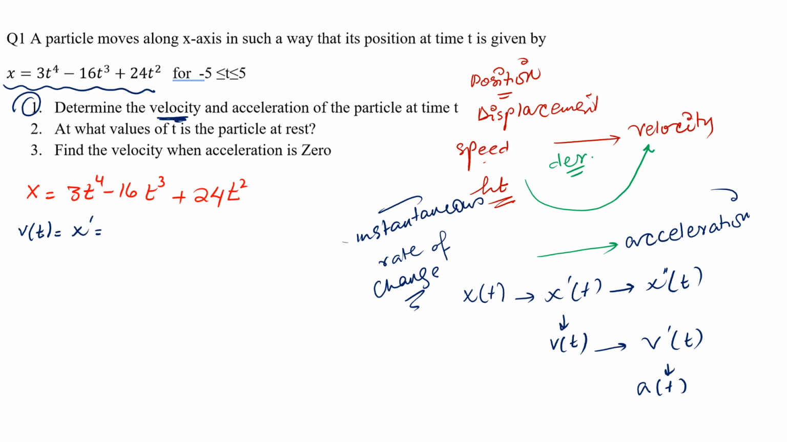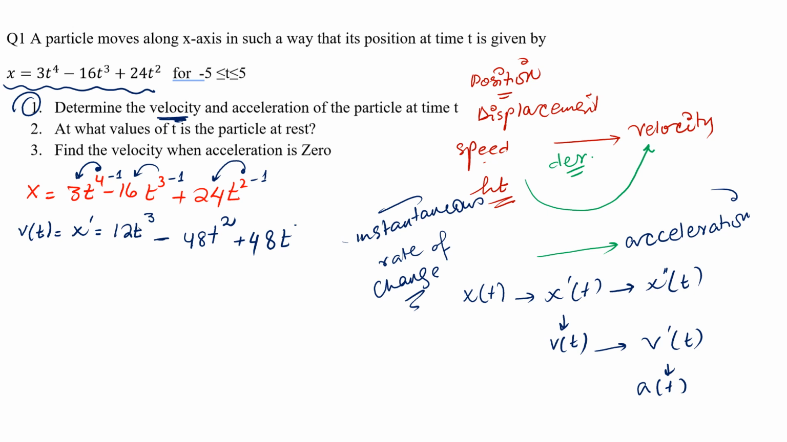In order to take the derivative, what do we do? We multiply the power with the coefficient. Basic rule, that is the power rule. 4 times 3 is 12t, and from the power we always subtract 1, that is 3. Minus, same way, 3 times 16 is 48t to the power of, from the power we subtract 1, so it will give you 2. Now multiply again the power with the coefficient, that gives you 2 times 24, 48t, and from the power subtract 1, it is 1. We don't write the 1 as a power.